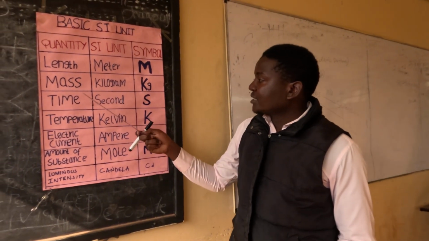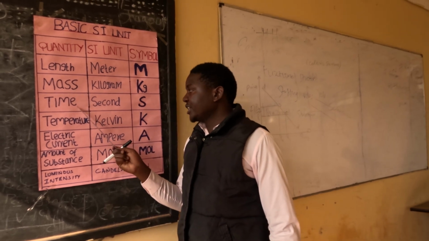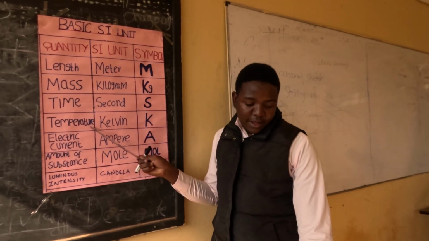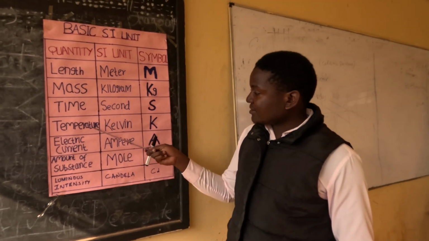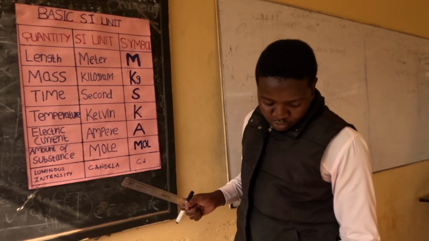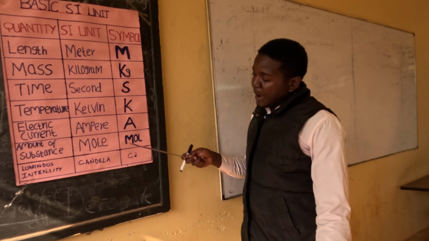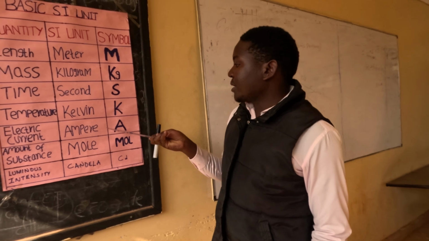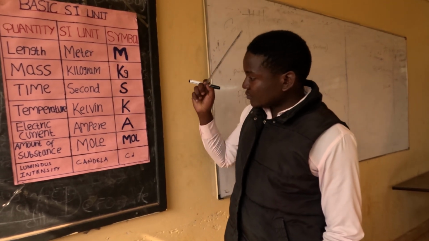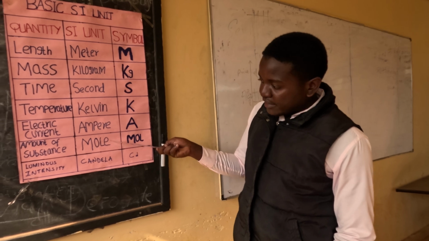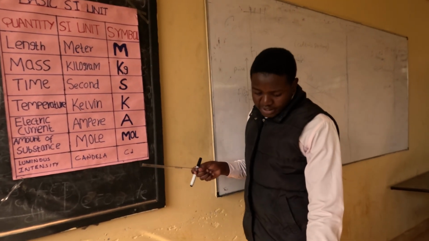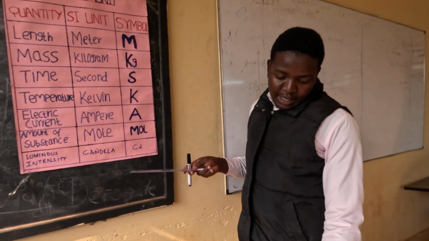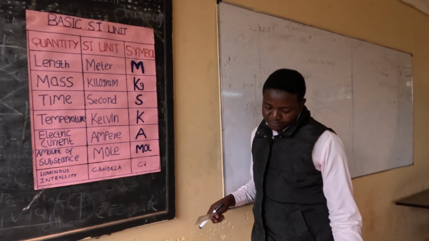Then we have time. We have a tool like a stopwatch. For temperature, a tool for measuring it is known as a thermometer. For the amount of substance, you can use a tool like a beam balance to find the mass of that substance, then use the molar mass to find the moles. Then for luminous intensity, we use a photometer to measure the brightness of the light.